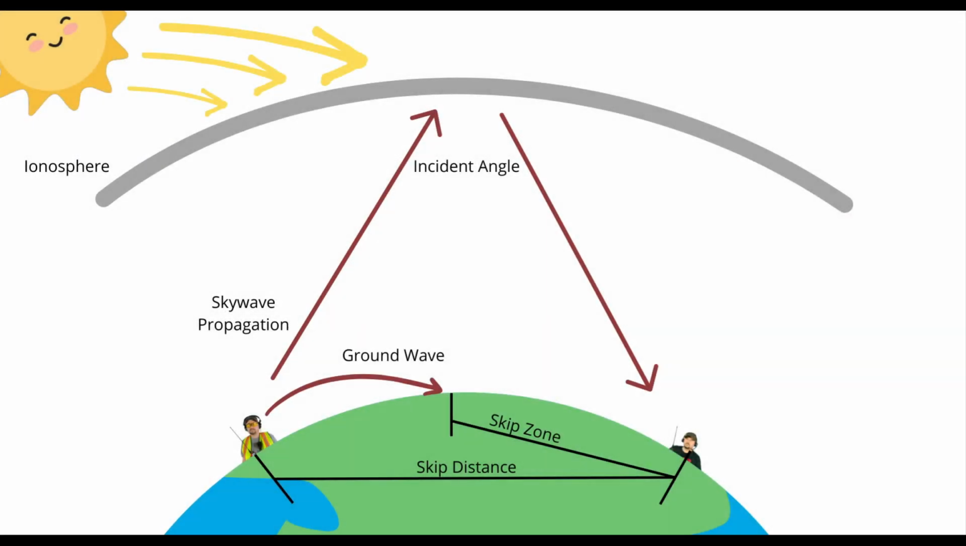This is a diagram that I created that shows the sun charging the ionosphere. You can see two operators, one on the left and one on the right. For skywave propagation, our signal takes off at what is called the incident angle. The more acute or obtuse that angle, the longer the skip distance. You can also see that I've highlighted ground wave propagation, and this is when your signal travels across the ground for short distances. As discussed in the last slide, the distance between the ground wave termination and the incident angle refraction is called the skip zone.